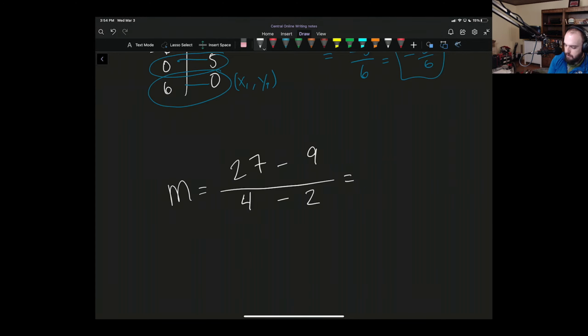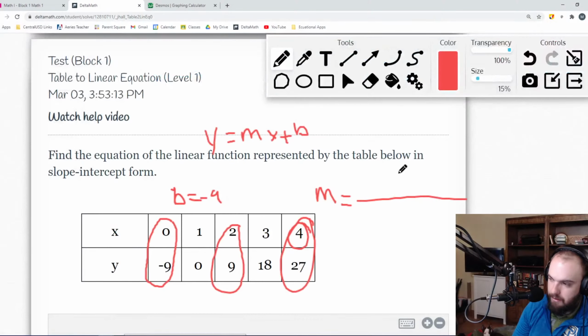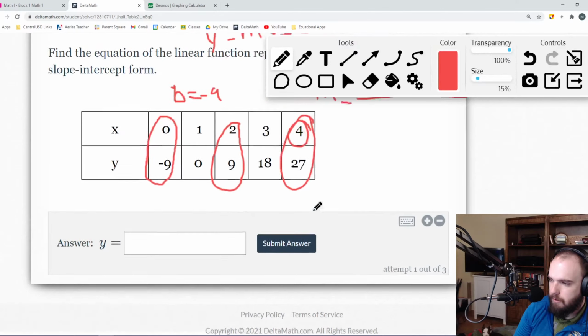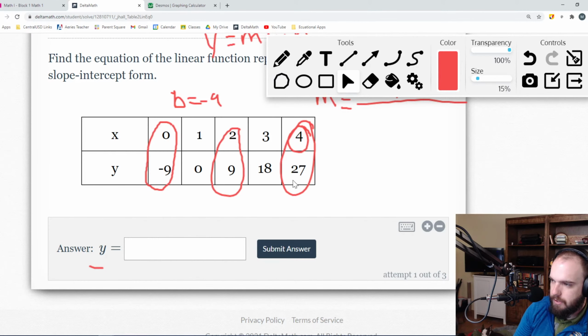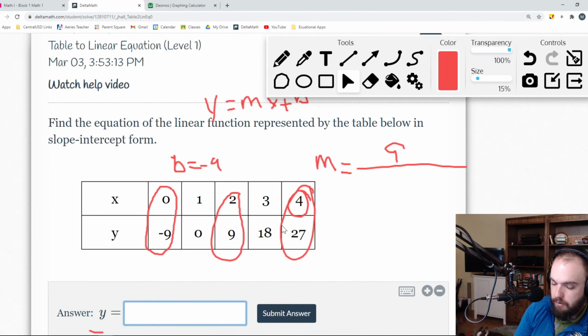27 minus 9 is going to be 18. 4 minus 2 is going to be 2. 18 divided by 2 is going to be 9. So my slope is going to be 9. All right, so all we have to do now, it's giving us the y, so we're just going to type in the rest. So we have our slope of 9 times x minus 9, and hit submit answer.